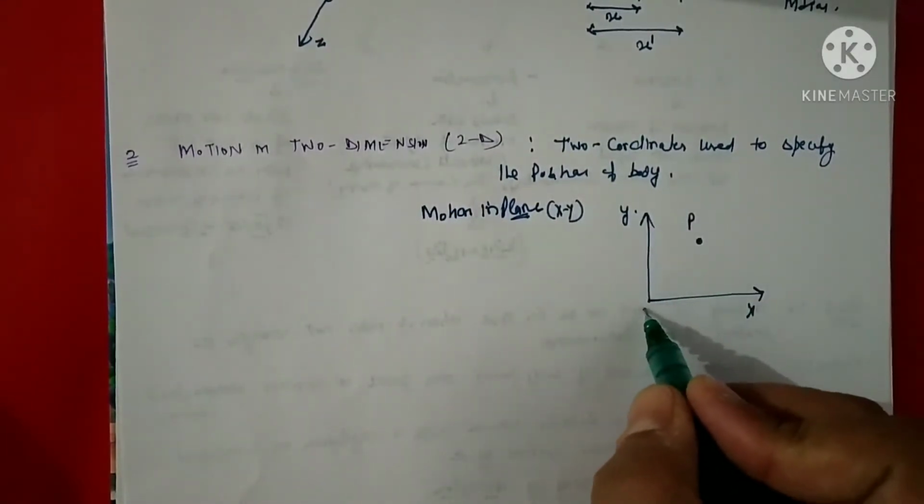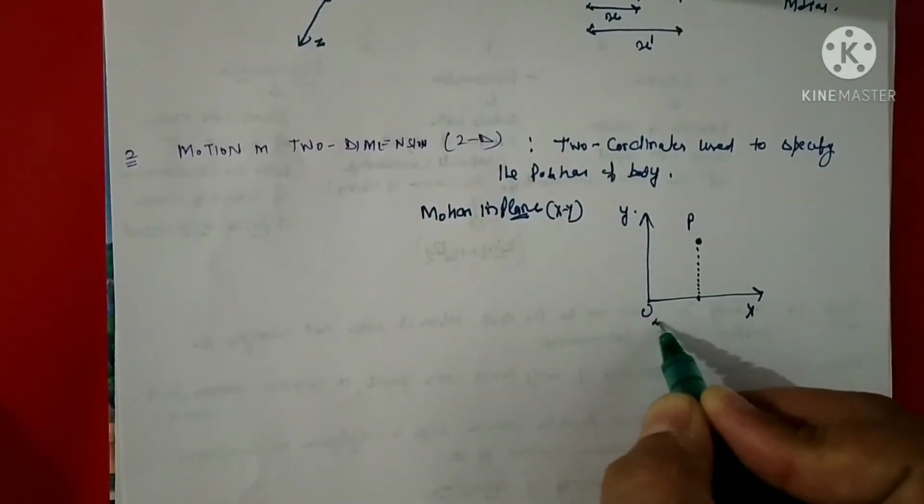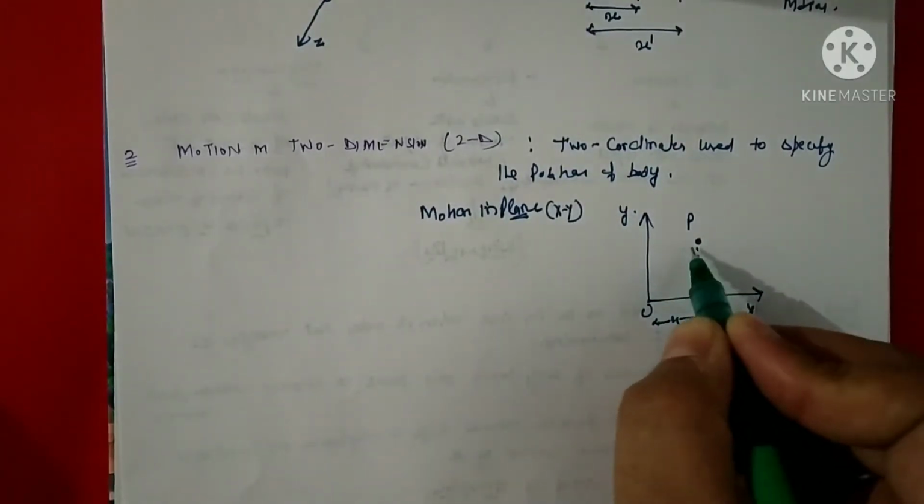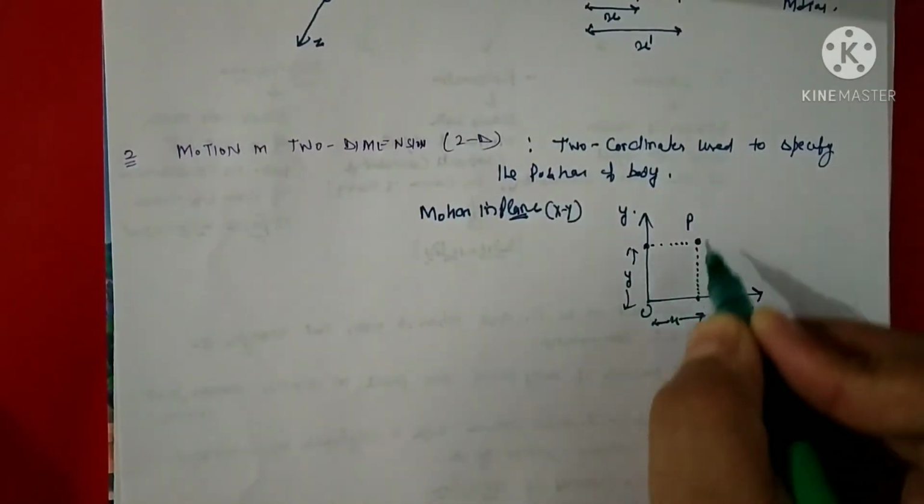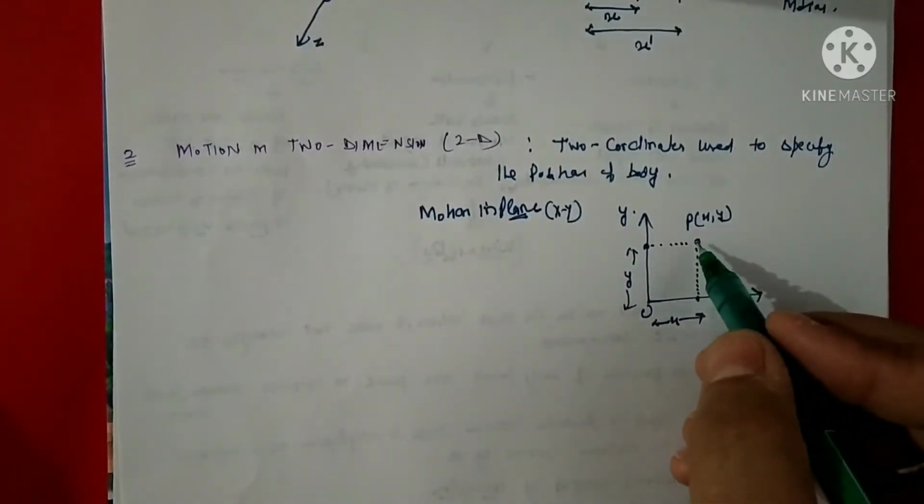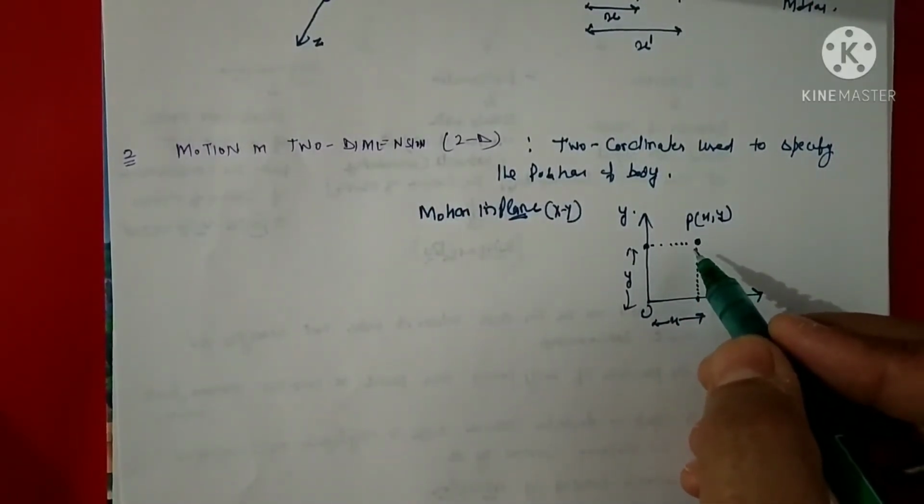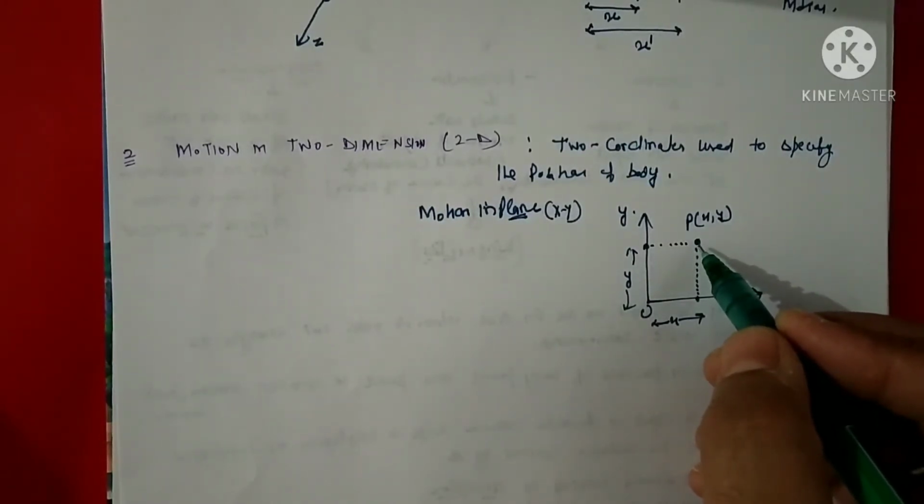Suppose at any instant of time the position of the body is at point P. According to this P, the distance of P from the origin is x, and along the y-axis it is y. So we can say that P(x, y) is the coordinate of this point P, which is used to specify the position of this body. Now at point P the body is at rest.